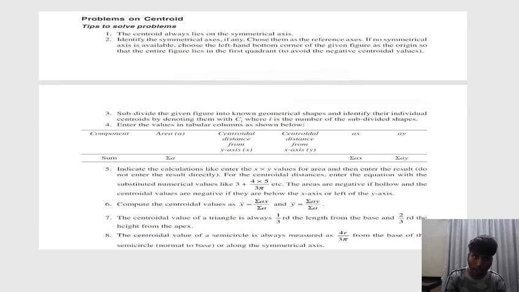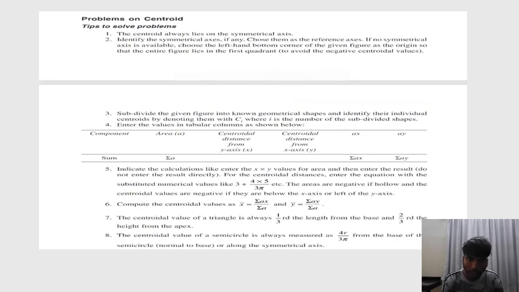Now coming to the seventh point, the centroidal value of a triangle is always one third of the length from the base, and two thirds of the length from the apex. The centroid of a triangle is always one third of the height from the base of the triangle, and it depends on the height of the apex. This is all about the seventh point.